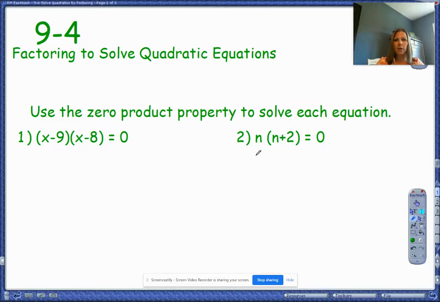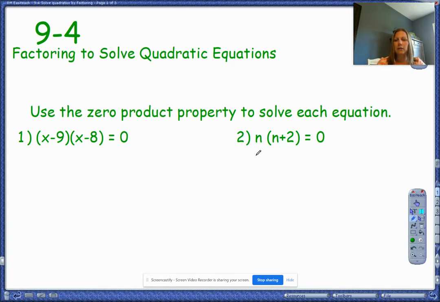Okay, so today we're going to work on 9-4, factoring to solve quadratic equations. If you recall, we spent a lot of time factoring, I think right before we left school. So all you do is you factor your equation. These are in factored form, and you set each factor equal to 0. We're still trying to figure out where our parabola crosses the x-axis.